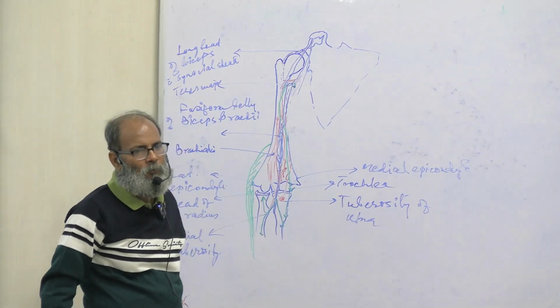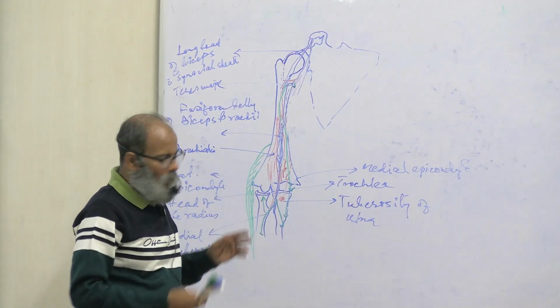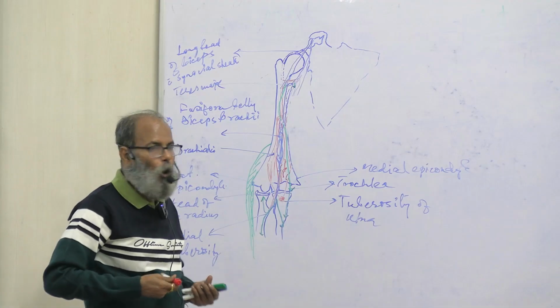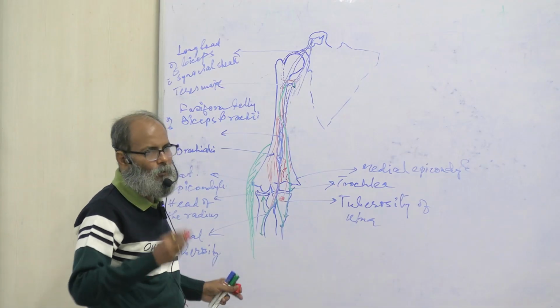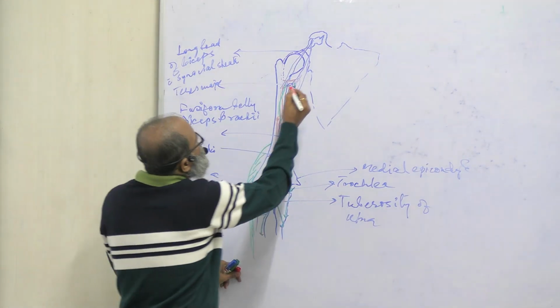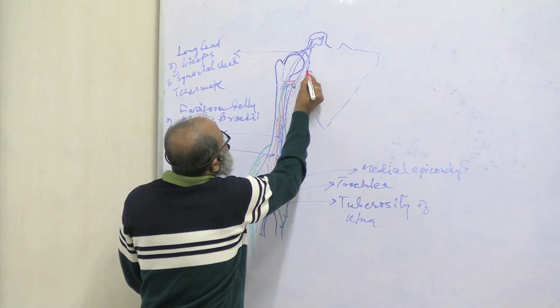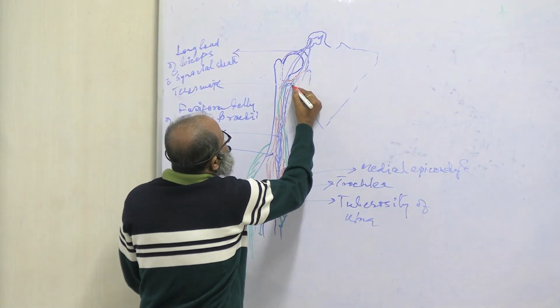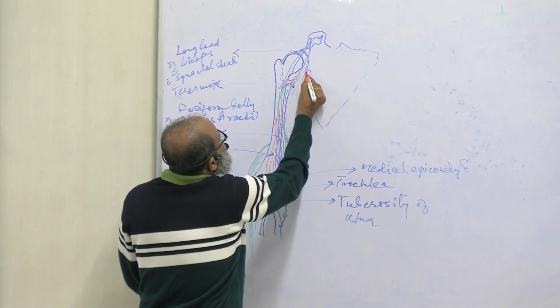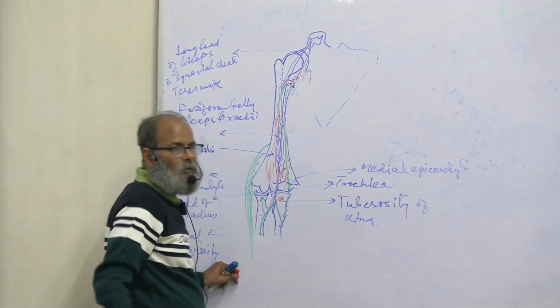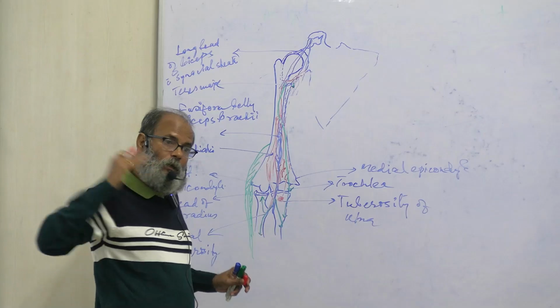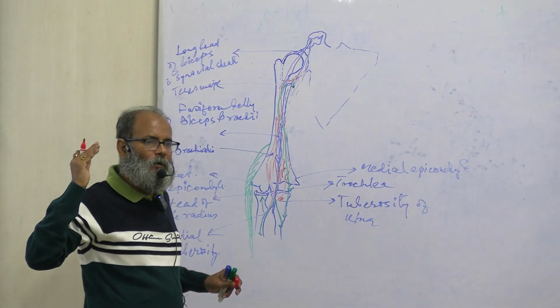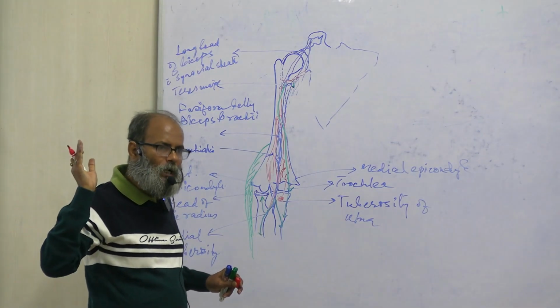And you can see the lower end of the long head of triceps that originates from the infraglenoid tubercle will go behind this teres major. Got my point? So it is in the more posterior plane.